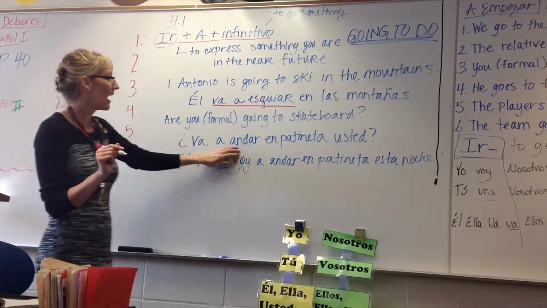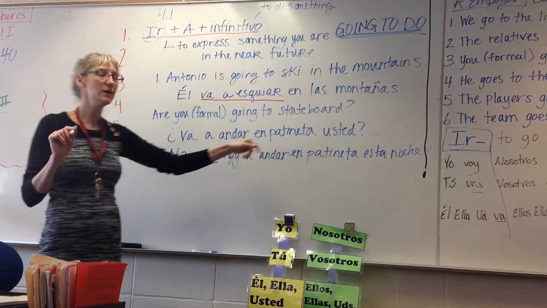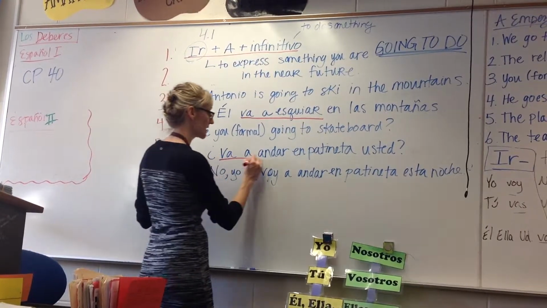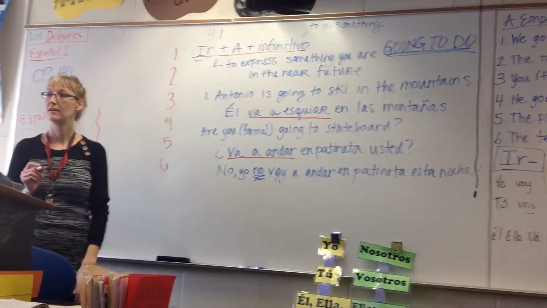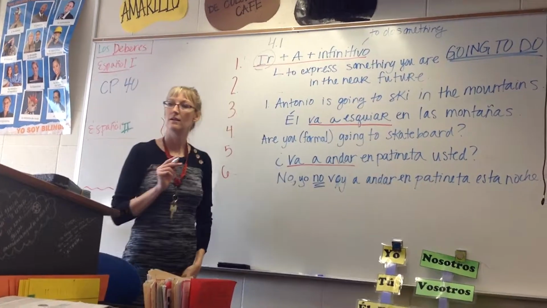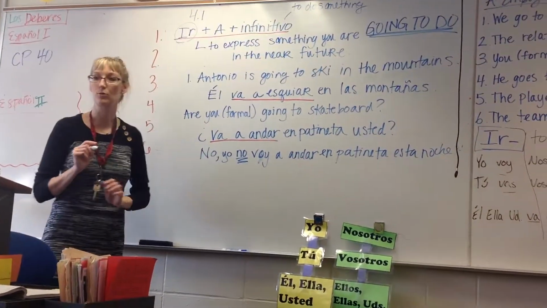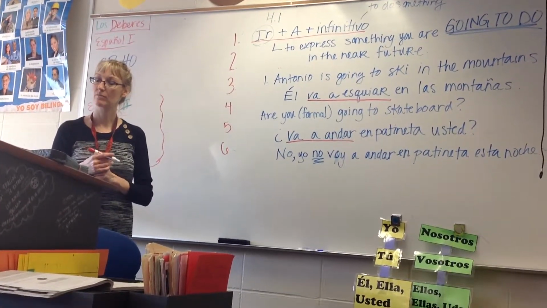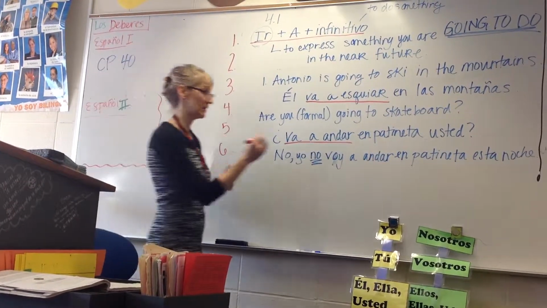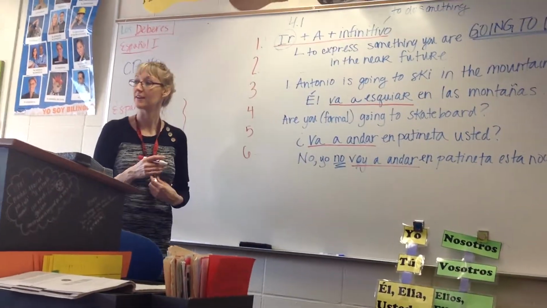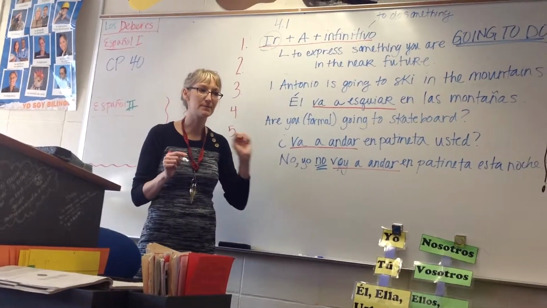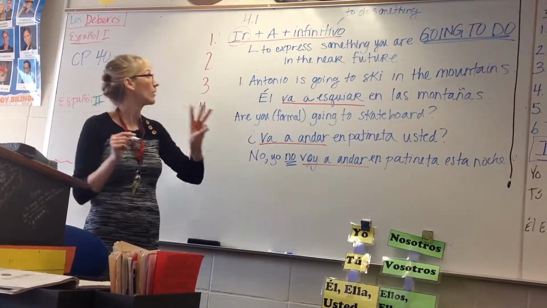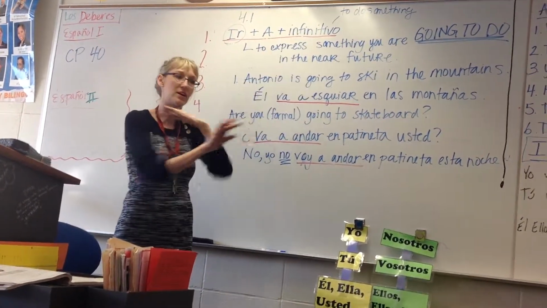Okay? Va a andar en patineta usted. Jacob, what part can I not split up here? Voy a. Perfect. Va a andar. Okay? Taylor, in my answer, what is the part that I cannot split up? Voy a andar. Perfecto. It's really tricky, especially in the negative ones. People always want to put a no in the middle of this stuff. And just remember, you have 3 words in a row. It's going to be a form of ir, an a, and an infinitive, and you cannot separate those.